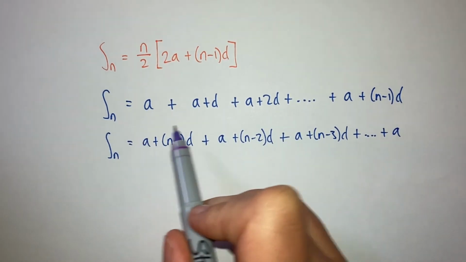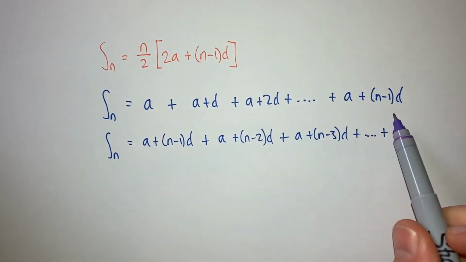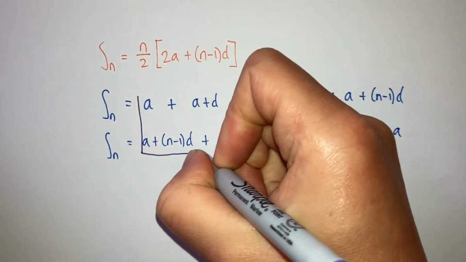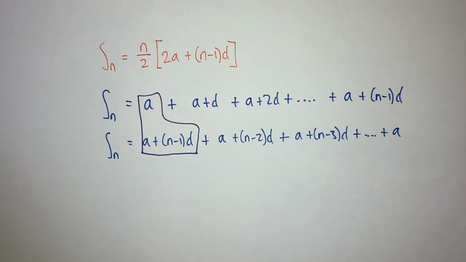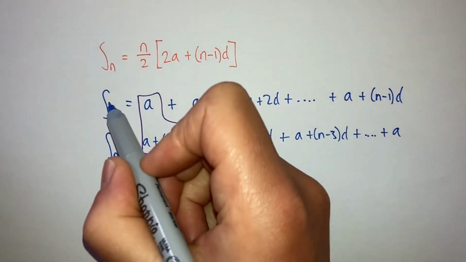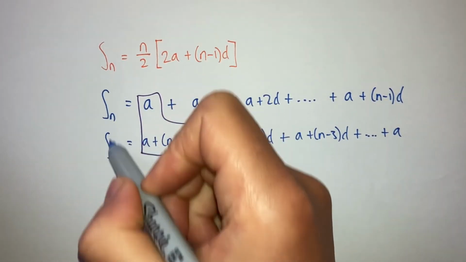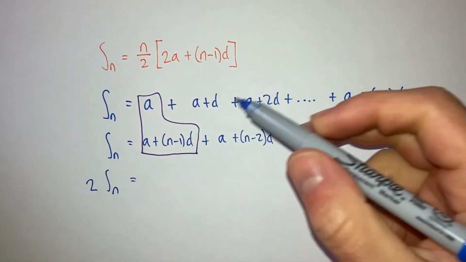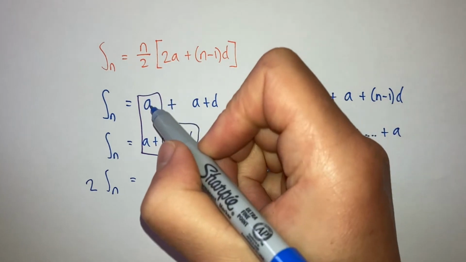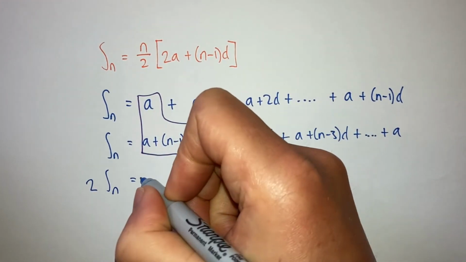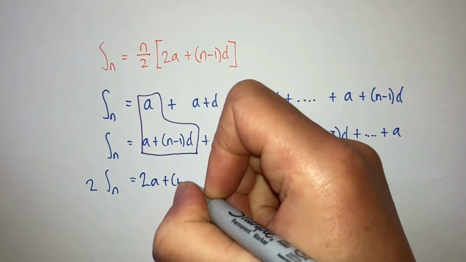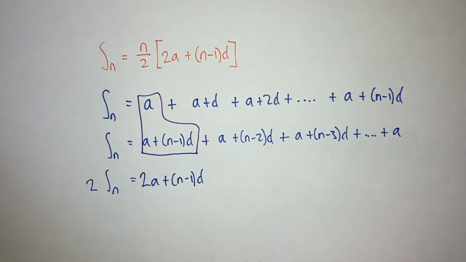Now what we want to do is add each term together. Remember, each of these has the same number of terms. They have n terms. So if we take this term and this term and add them together, and the same on the left-hand side, we end up with 2Sn. That's the sum of the series twice. And then here, A plus A is 2A. And then we've got A plus n minus 1 d.